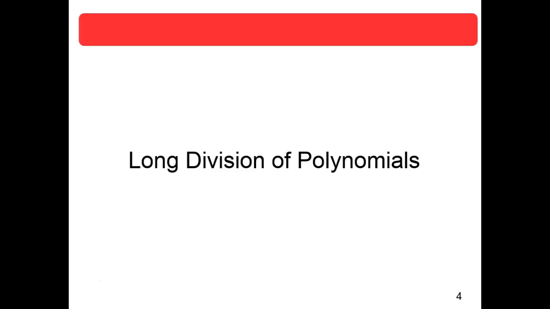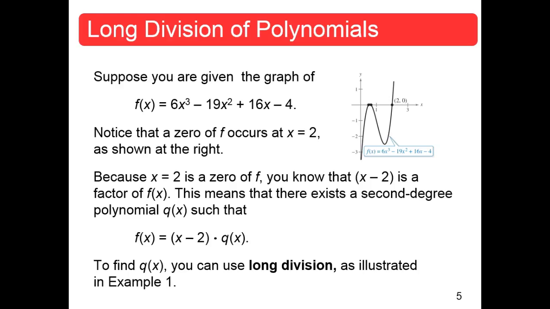Got it? Okay. So let's start with long division of polynomials. Suppose you're given a graph of this function. f of x is equal to 6x cubed minus 19x squared plus 16x minus 4. And notice that it looks like you have a 0 here at 2. Now, we don't know that for sure, but it sure looks awfully close to 2.